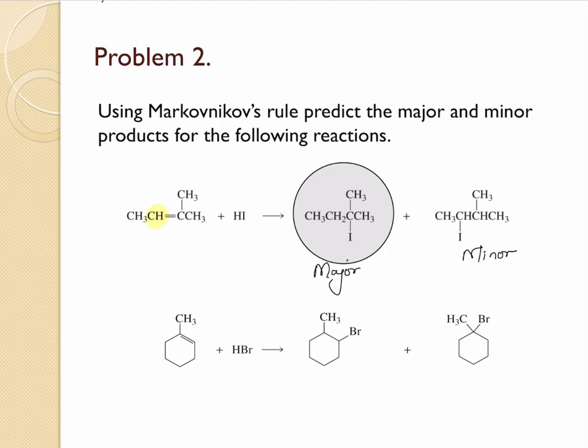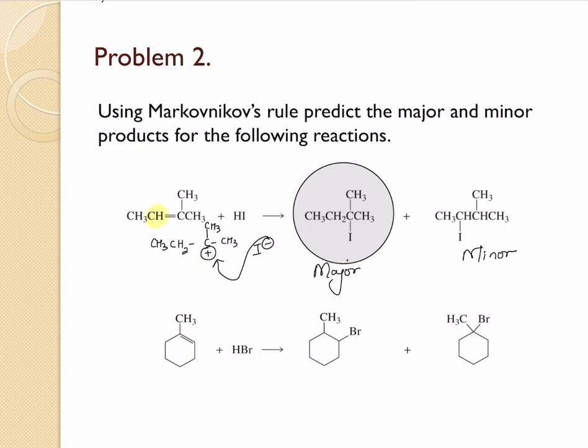And you can also go through the mechanism. If you want to have this product, then it's going to lead to the formation of tertiary carbocation first. So it's going to lead to this carbocation first, and then the iodide ion is going to come and attack on this electrophilic carbon and form the product, right? So you can simply use the Markovnikov's rule to find the major product here. Let's go on to the next problem.